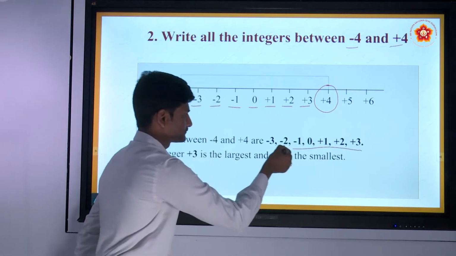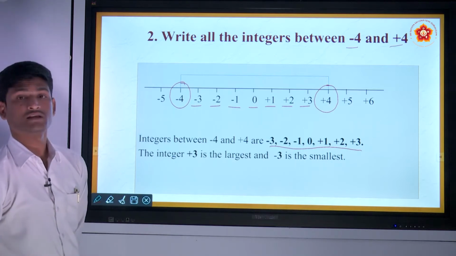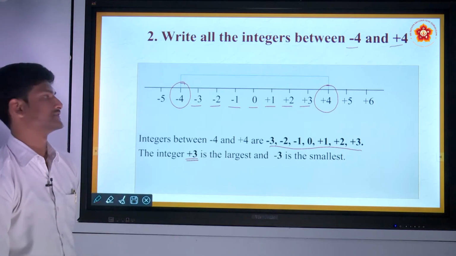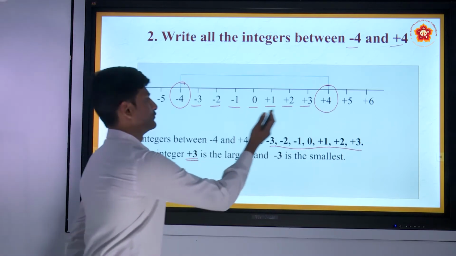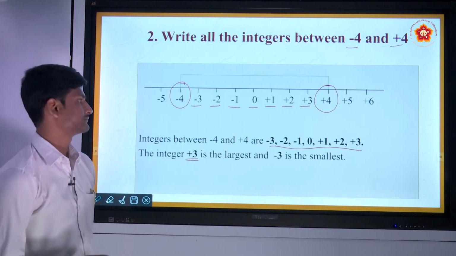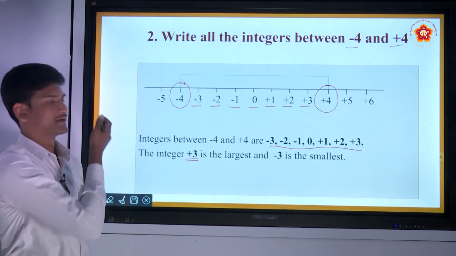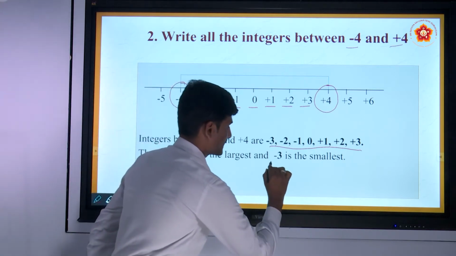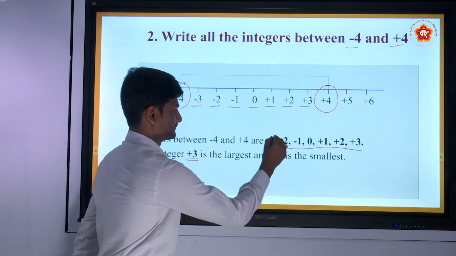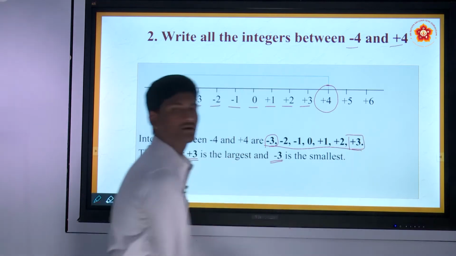Here, which is the largest integer? +3 is the largest integer, because when we move towards the right side, the number increases. When we move towards the left side, the number decreases, right? And then -3 is the smallest integer. Here -3 is the smallest and +3 is the largest integer.